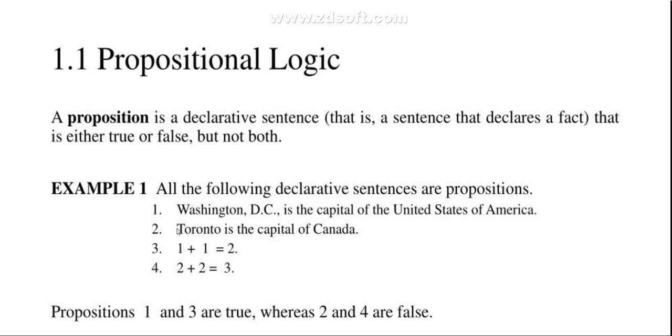So like you can see in example number 1, all the following declarative sentences are propositions. Let's see which is true and which is false. Washington DC is the capital of the United States of America. True or false? Toronto is the capital of Canada. True or false? 1 plus 1 is equal to 2. True or false? 2 plus 2 is equal to 3. All of them are declarative. Now we just check which is true and which is false. So 1 and 3 are true, whereas 2 and 4 are false. So declarative sentences which may be true or may be false are called propositions.